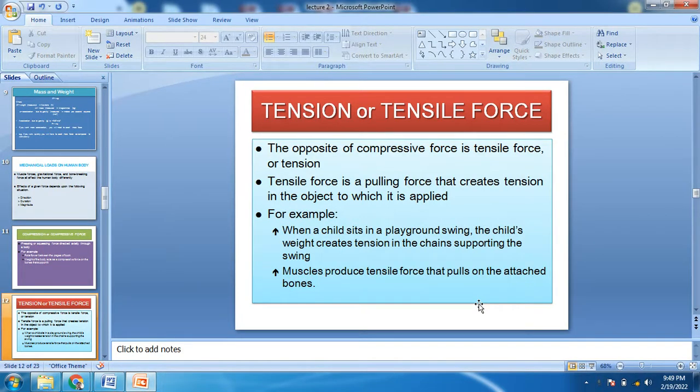Tension or tensile forces. The opposite of compressive force is tensile force or tension. Tensile force is a pulling force that creates tension in the object to which it is applied. For example, when a child sits in a playground swing, the child's weight creates tension in the chain supporting the swing. Other muscles produce tensile force that pulls on the attached bone.